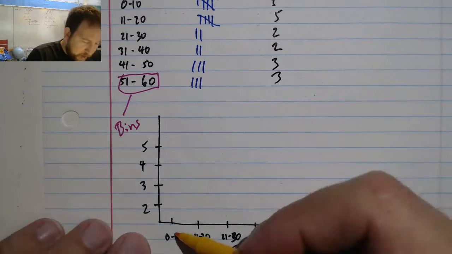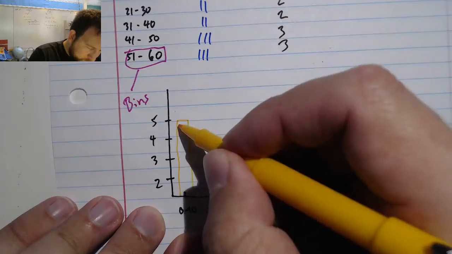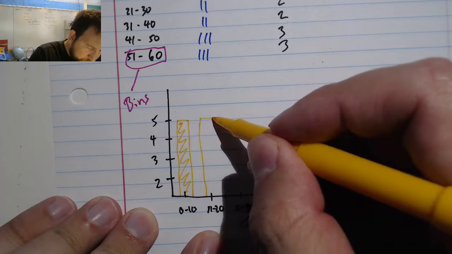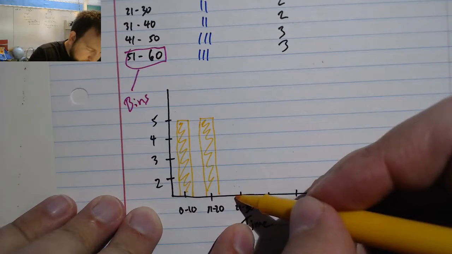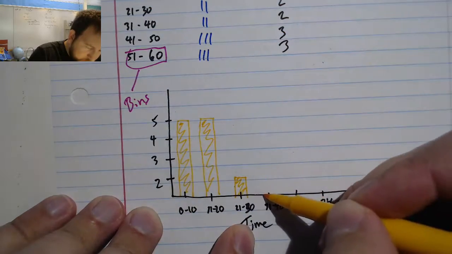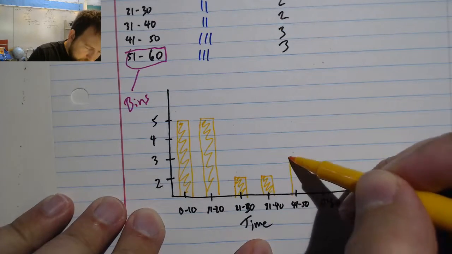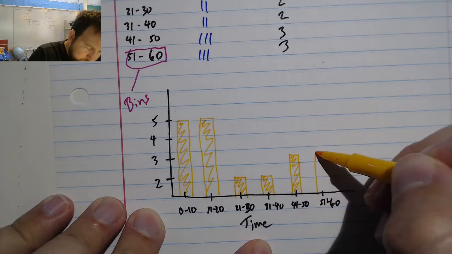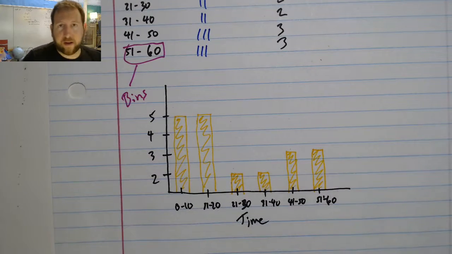I'll use my yellow. Okay, 0 to 10 is a 5. 11 to 20 is another 5. 21 to 30 is a 2. 31 to 40 is a 2. 41 to 50 is a 3. 51 to 60 is a 3. There we go. We can kind of compare and look at our data there. Go ahead and good luck.